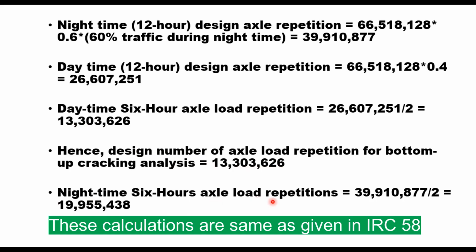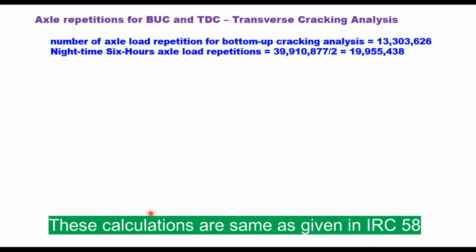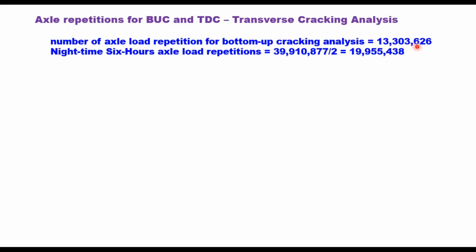Nighttime 6 hours axle load repetitions will be half of this value, that is 19,955,438. That is for top down cracking, and therefore the summary of design traffic is that number of axle load repetitions. For bottom up cracking it is 13,303,626, and for top down cracking it is 19,955,438.